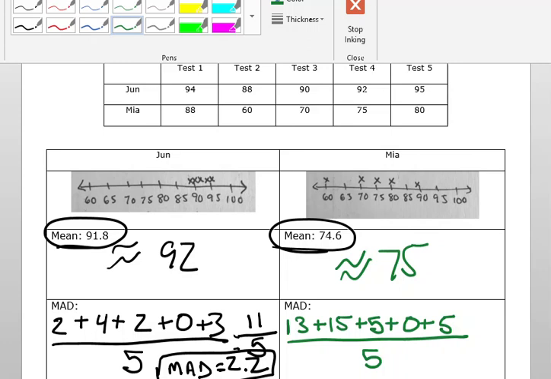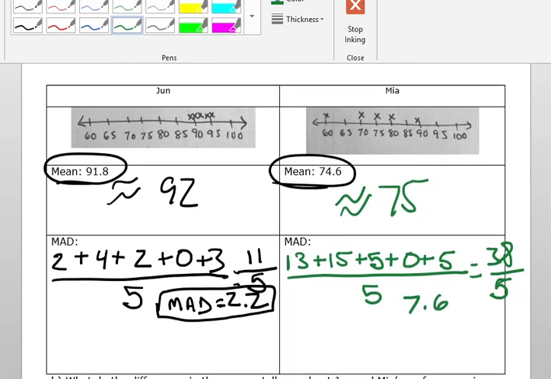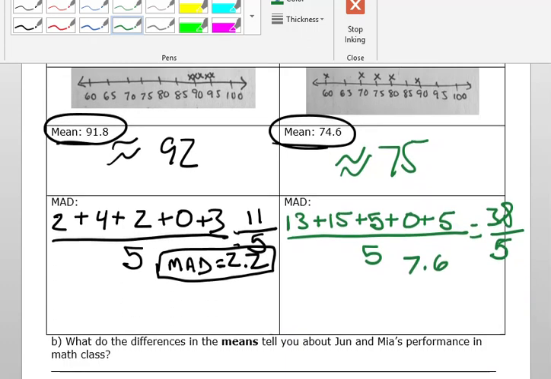And that's going to give me 38. So I have 38 over 5. Okay. And so that's going to give me, let's see, 7 3/5, so we'll say 7.6. Let me move this down and make it a little neater. Okay. My mean absolute deviation is 7.6.